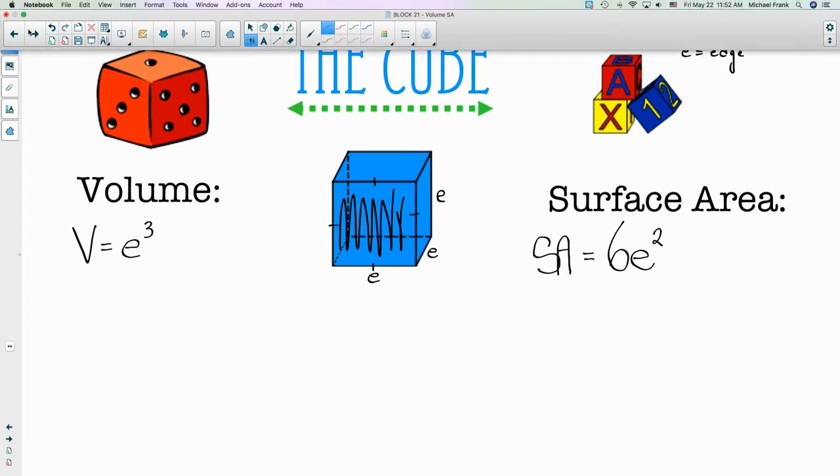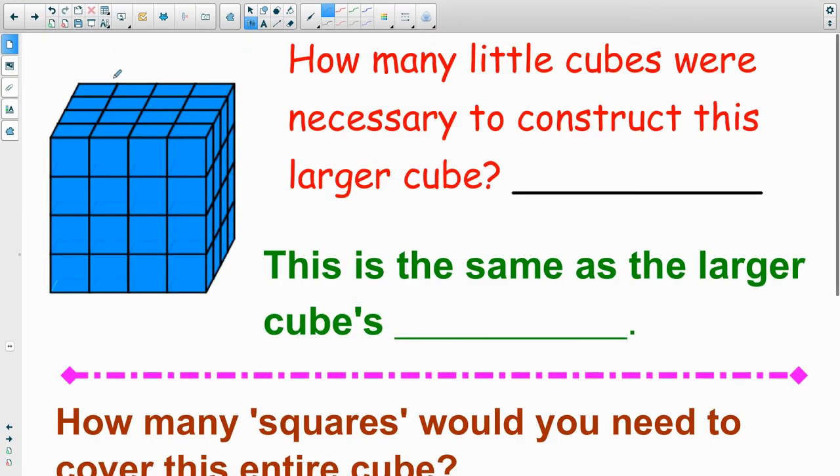All right, let's put this to the test here. You could pause your video right now and see if you can answer these 2 questions on the top. How many little cubes were necessary to construct this larger cube here on the left? And this is the same as the larger cube's volume. Go ahead, pause your screen and see if you can answer those 2 questions.